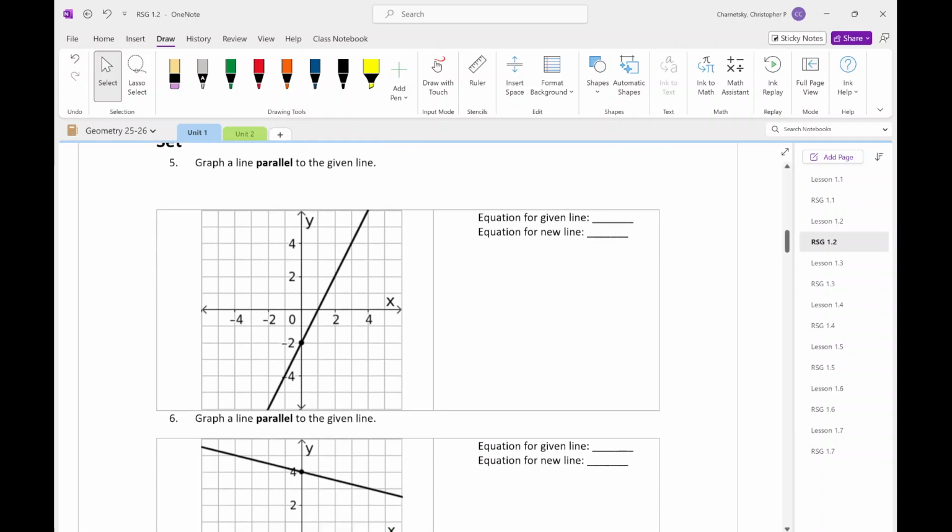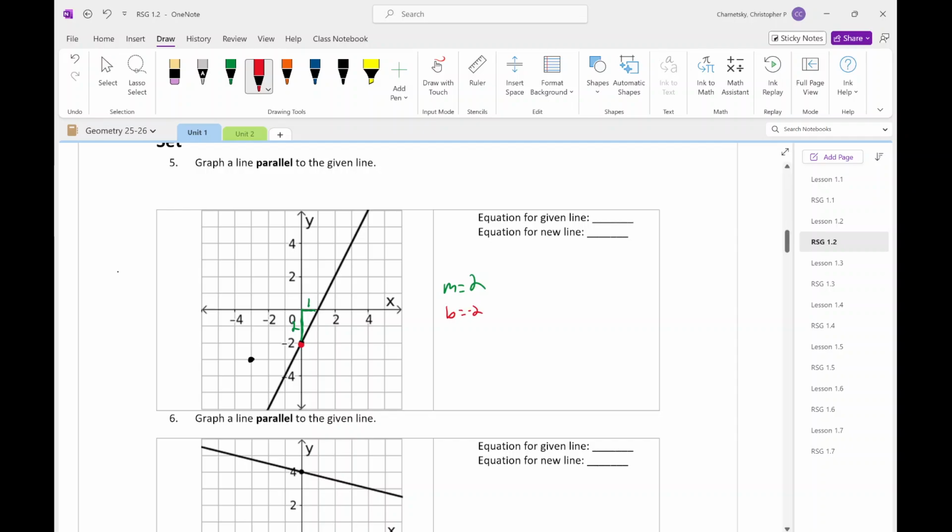Graph a line that is parallel to the given line, and then write the equation for both the original line and the new line. So we can really pick any point on the grid as long as it's not on our original line. So let's do right down there. Now the original line has a slope of up 2 over 1. So that is the slope of the original line. And the y-intercept is -2.